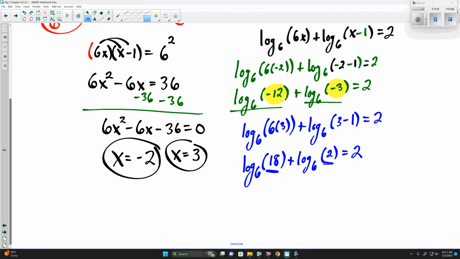That's what I'm really looking at, is once we plug it back in and simplify down, are the numbers that finish out in both logarithms, are they both positive and different from 0? And we could plug this in and we'll see that this does work. So it tells us that negative 2 doesn't work and 3 does.